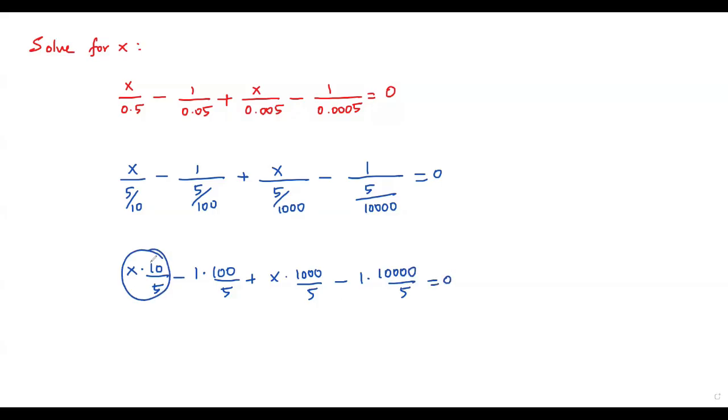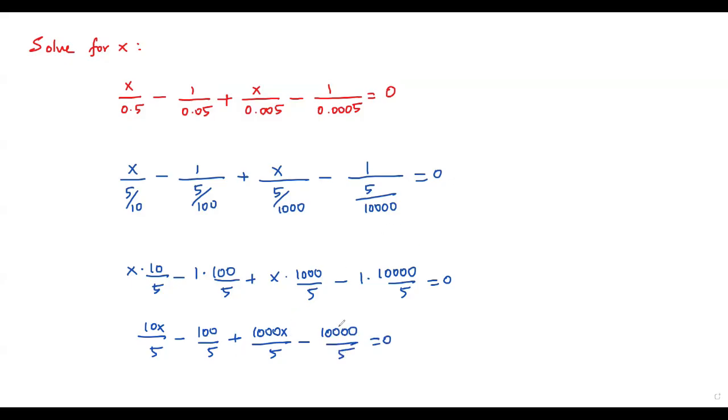Okay, so x times 10 over 5 means we have to multiply this x and the numerator 10, then I'm getting 10x over 5. Negative 1 times 100 is 100 over 5. Positive x times 1000 will be 1000x over 5. Negative 1 times 10,000 will be 10,000 over 5 equals to 0.